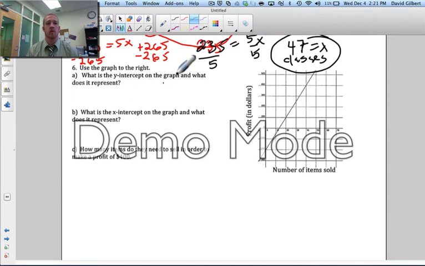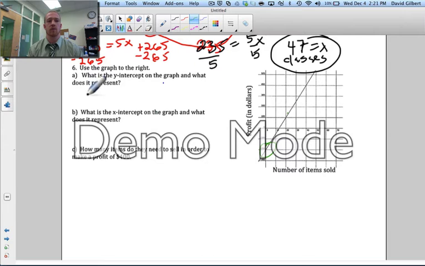Use the graph to the right. That'd be this one. What is the y-intercept and what does it represent? Well, the y-intercept is this little guy down here, which is printed out better on your paper than it is on my screen. And that would be negative 200. So we're comparing profit versus number of items sold. If you sell 0 items, you're losing money because it costs you something to make them. You have to sell a bunch before you make any money here.